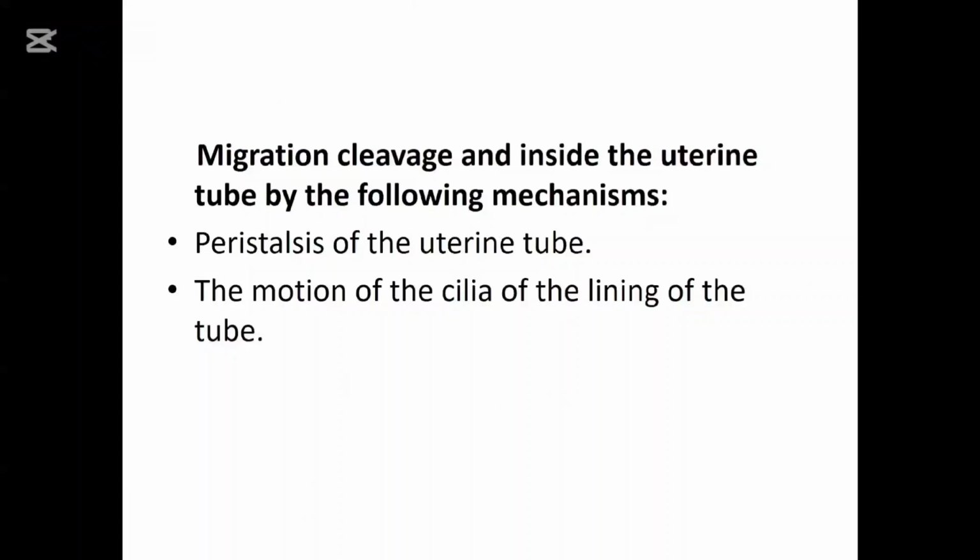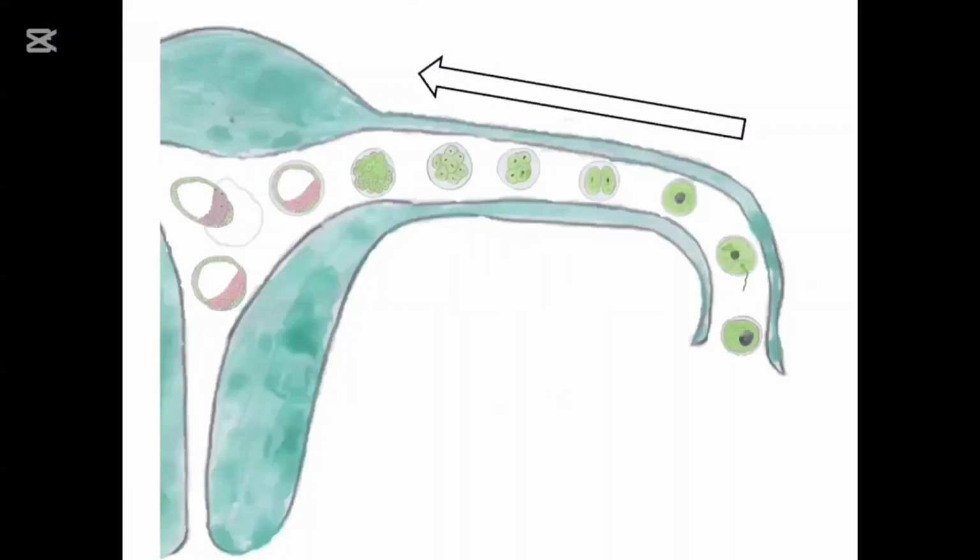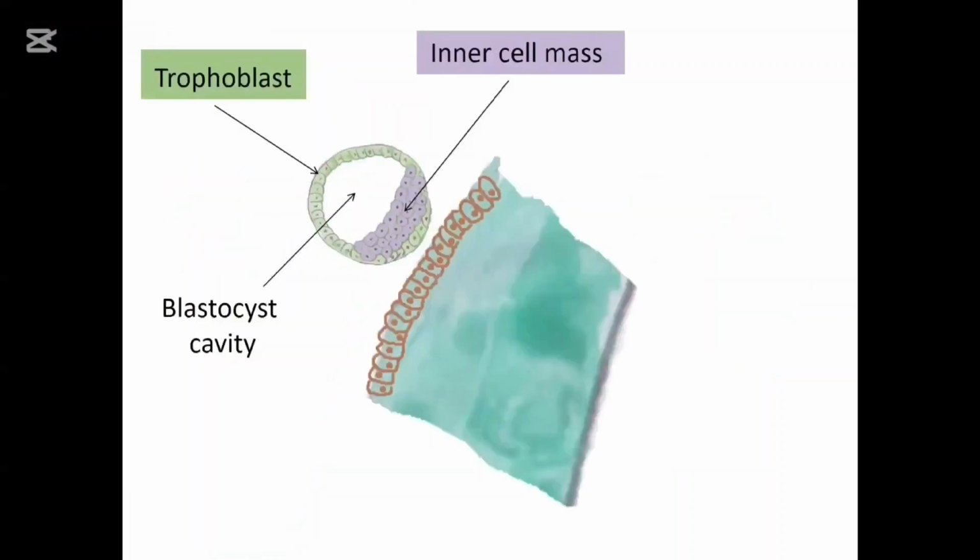Migration will start with the help of peristalsis of the uterine tube and motion of the cilia lining the tube. Here is the fertilized egg, where the sperm meets the egg and fertilizes it, and then the egg will move in the fallopian tube to go inside. As I mentioned before, the sperm's mitochondria are outside, but the egg cannot move by itself, and of course it has no tail. So it moves with the help of the cilia and the peristaltic movement of the fallopian tube.